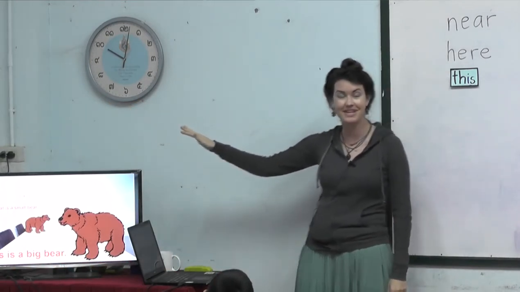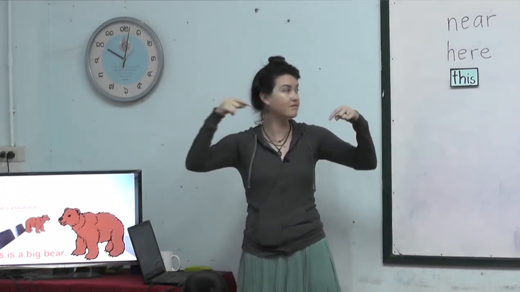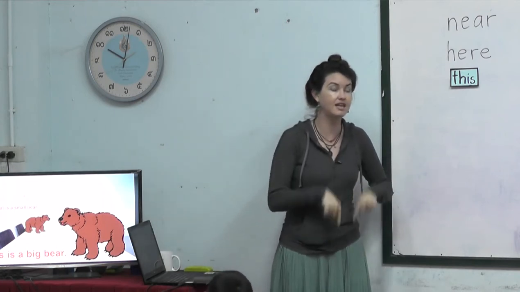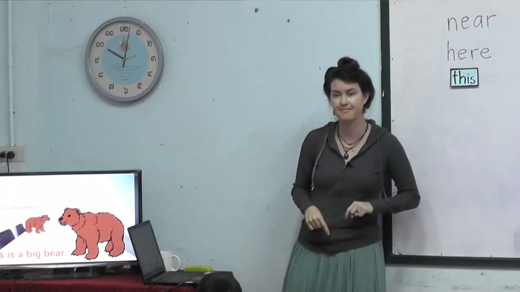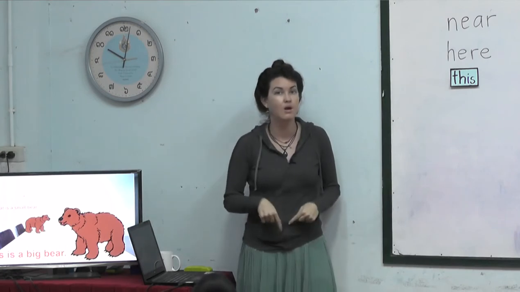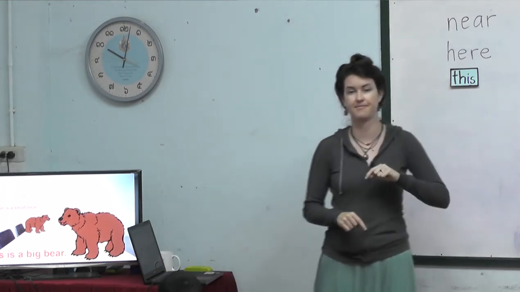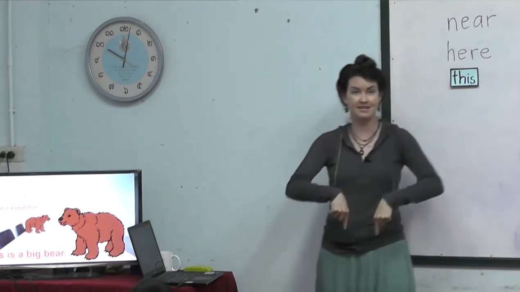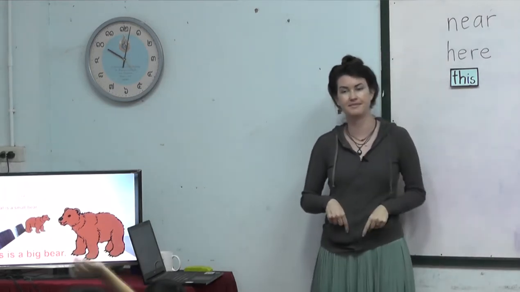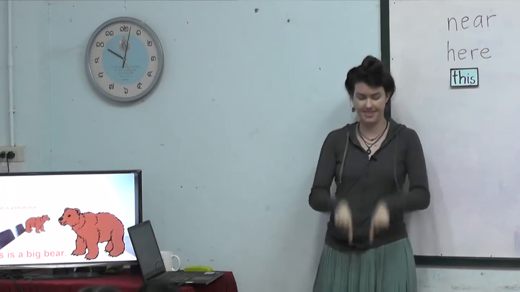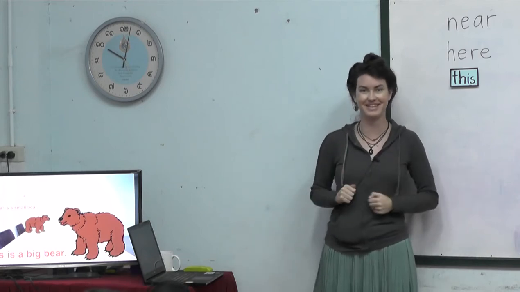Very nice job, friends. What do we use for things that are near us? This or that? This. What do we use for things that are near or far? Far. Good. This. That. This. Great job, friends.